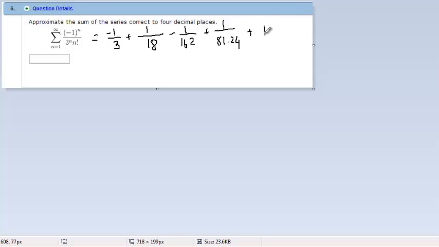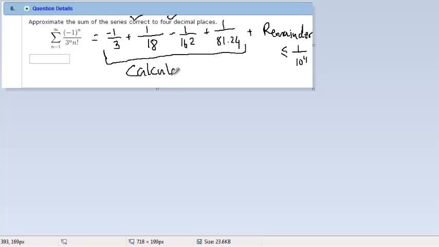And I will have the remainder, right? And we notice that this remainder term is smaller than 1 over 10 to the power 4, which means if I look at the sum of these 4 terms, I will get something correct to 4 decimal places. So I can use my calculator to compute the sum of these 4 terms, and I can put that right here. That will be the answer.